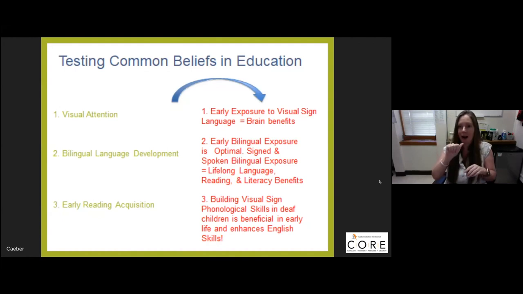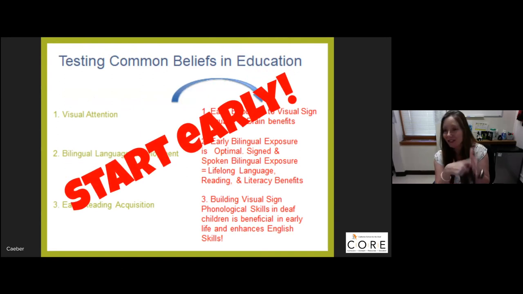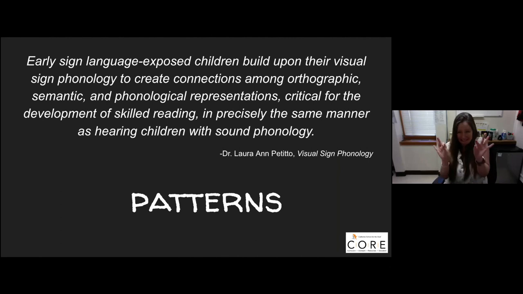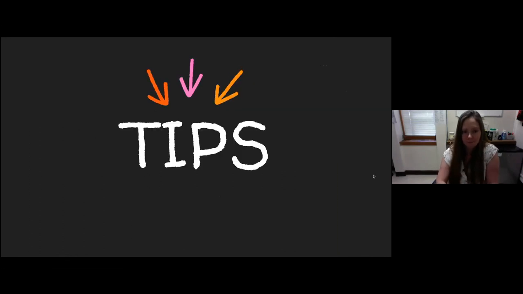So on this slide, we're going to talk about visual attention and early acquisition. And the secret to that is start early. So this is very, very important. This is key. Just repeat, repeat, repeat. Your brain is like a sponge, it just absorbs all of this information, and the earlier the better, just as much as possible.